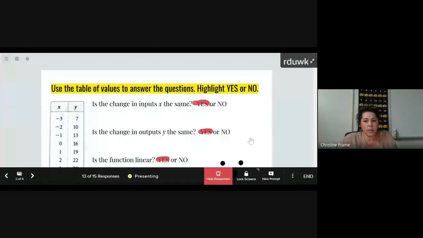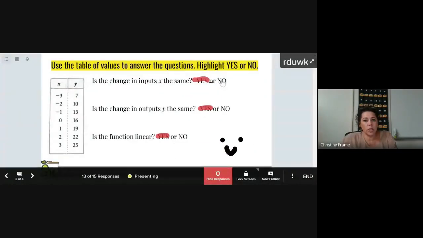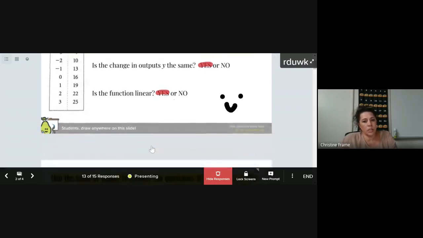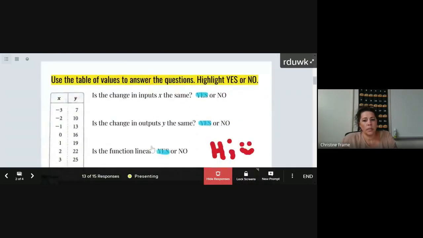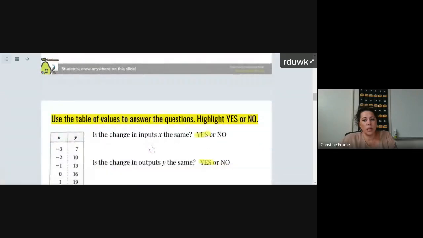Okay, so we can see here that this person said, yes, the change in x's were the same, up 1, up 1, up 1. Yes, the outputs were the same, up 3, up 3, up 3. And so, yes, the function is linear. And we can just zoom through here.